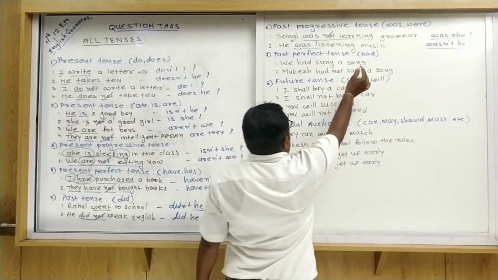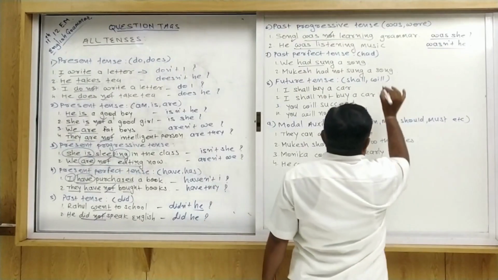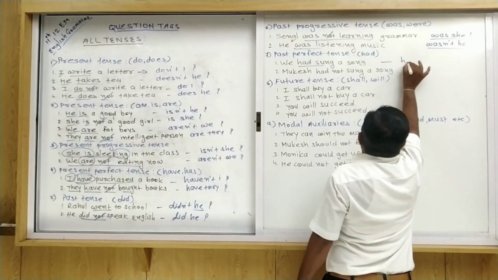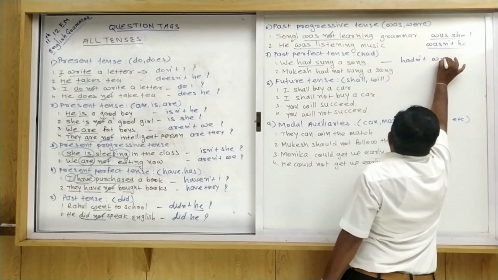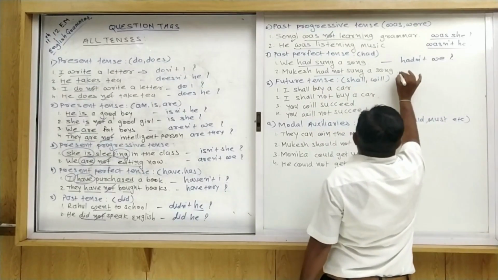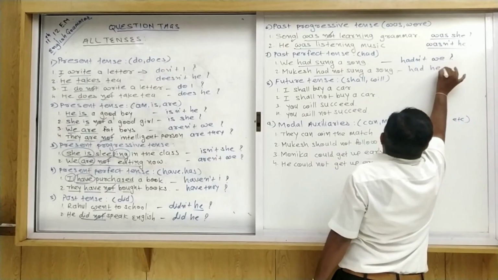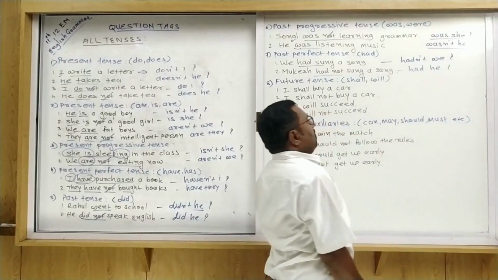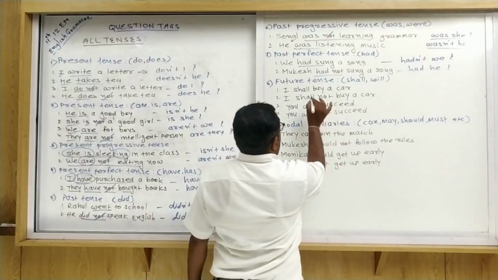Now past perfect tense. We had sung a song. We had. So hadn't we? Mukesh had not. So had Mukesh. That means the pronoun is he.